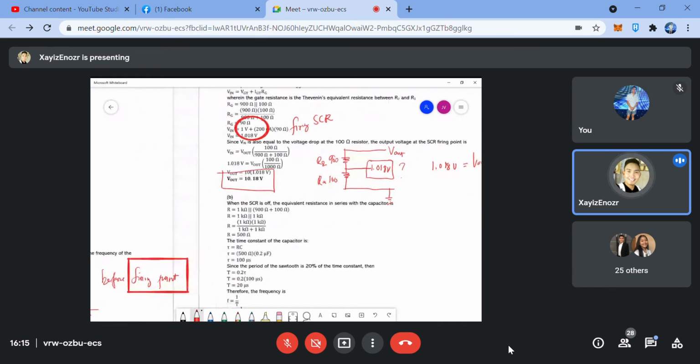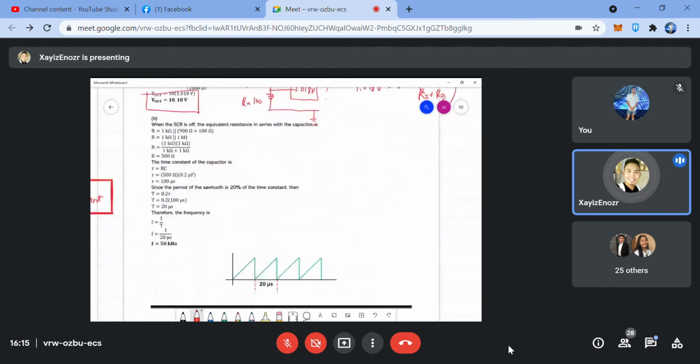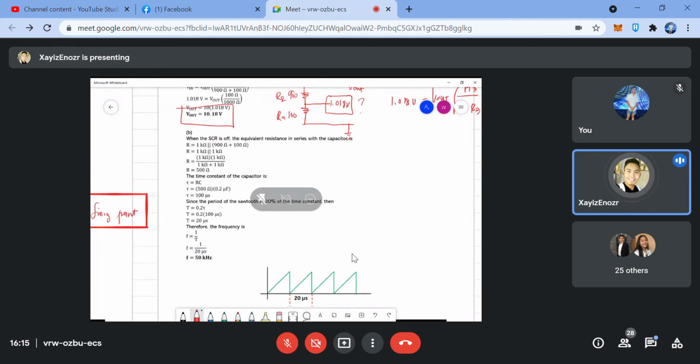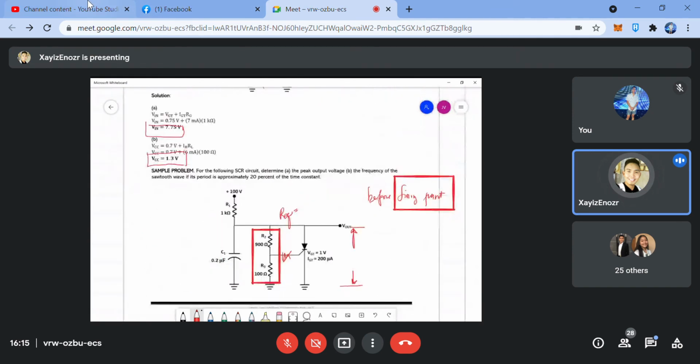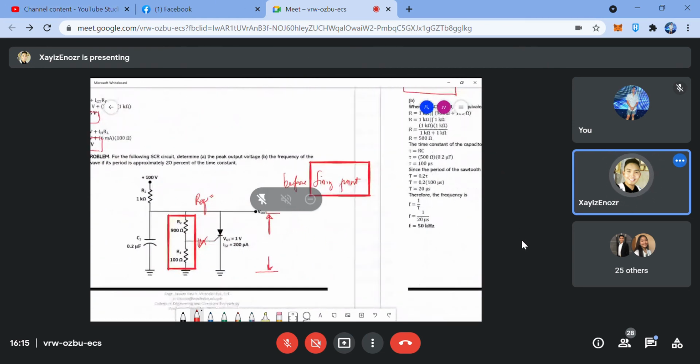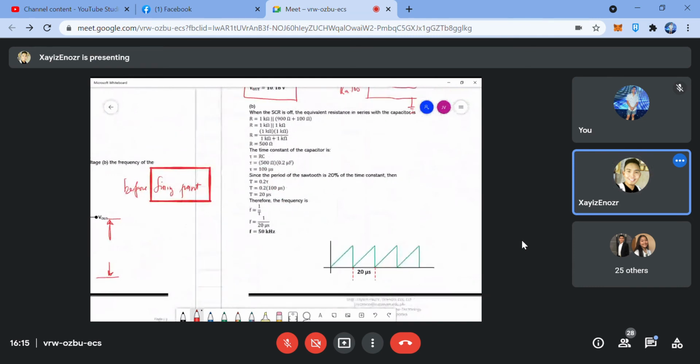So that's our output voltage. Then the second question: what is being asked in the second one? The frequency of the sawtooth wave if its period is approximately 20% of the time constant.